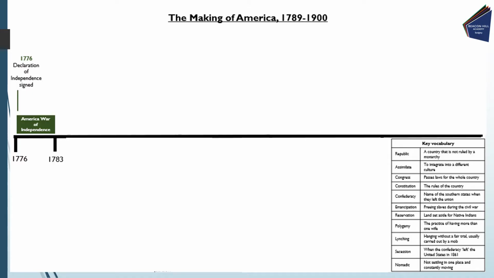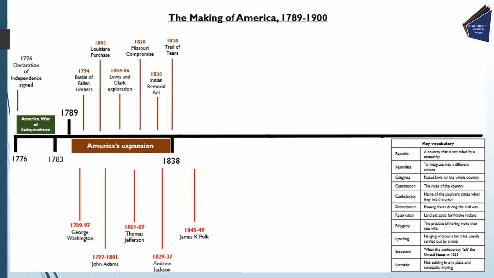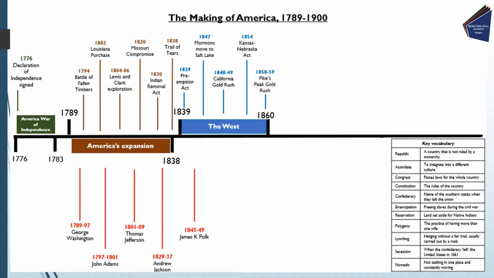So the first theme on the Making of America paper is America's expansion. So why did America expand and what caused this to happen? You can now see on screen some key events that happened during this first time period. And as I said, the names of the presidents, as much as you don't need to know all of them. Our second time period is the West. So why did people begin to migrate to the far west of America? And the dates of this time period are 1839 to 1860.